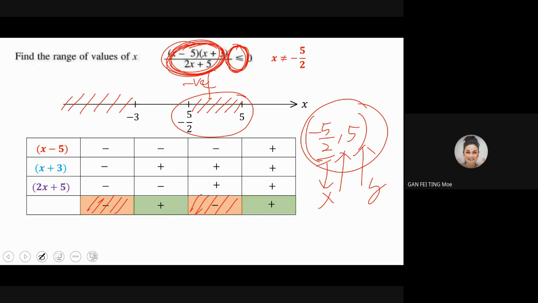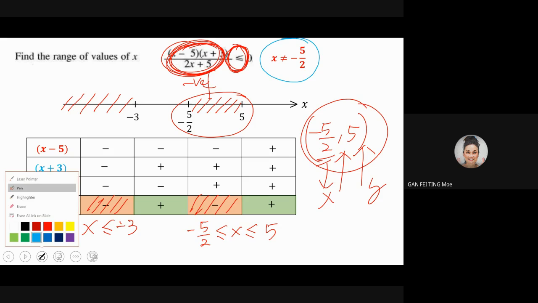So your answer should be X less than or equal to negative 3. And here will be negative 5 over 2 less than or equal to X, where X is less than or equal to 5. But you have to pay attention, because earlier you have this as your condition where X cannot take the value of negative 5 over 2. Therefore, for your answer, you have to remove the equal sign from here. Is that clear? Okay.